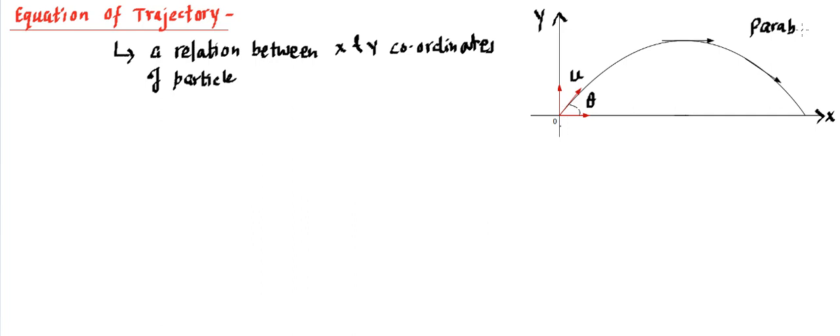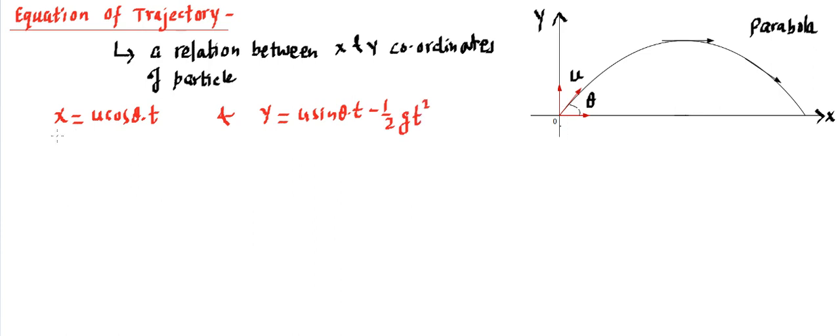And moreover, we will also remember what the equation of that parabola is going to be. So we need to find a relation between x and y. So what is x? Do we know x? Yes, we know x at any instant of time. It's u cos theta into t. So that's one of the equations. Do we know y? Yes, we do know y. y is equal to u sin theta into t minus half g t square.